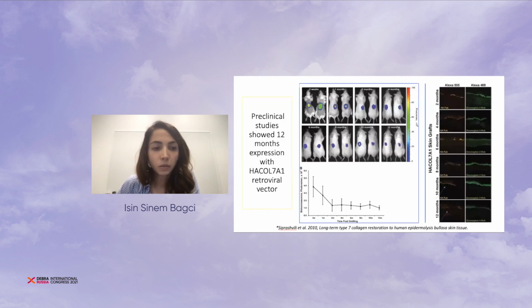One of the highlights of the study was showing the durability of type 7 collagen expression. The engrafted cells were tracked over 12 months using a bioluminescence measurement, and 12 months after the grafting, the bioluminescence signals were still present in the grafts. Consistent with this, type 7 collagen expression persisted throughout the experiment.